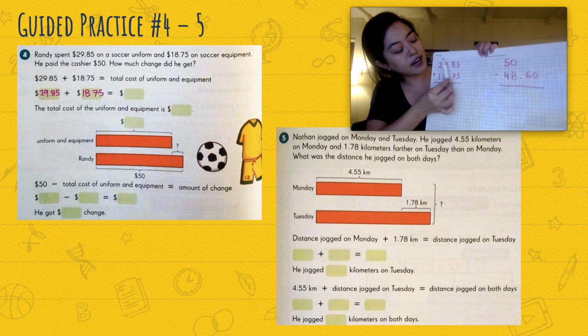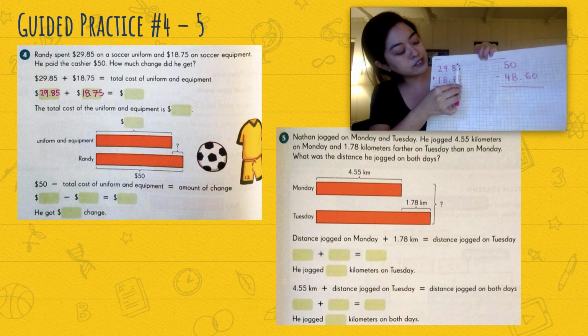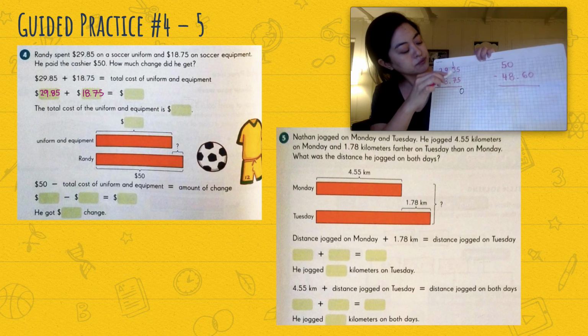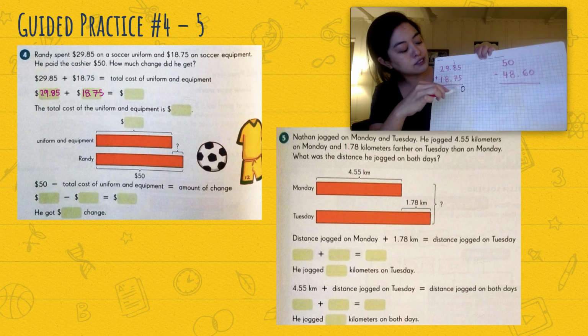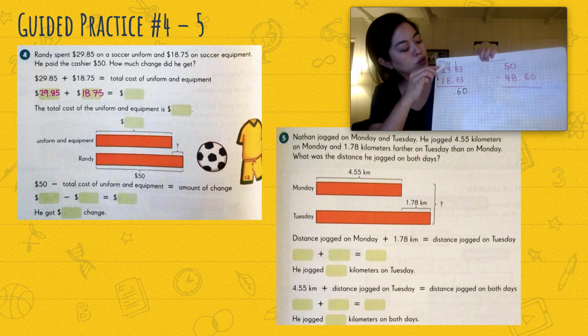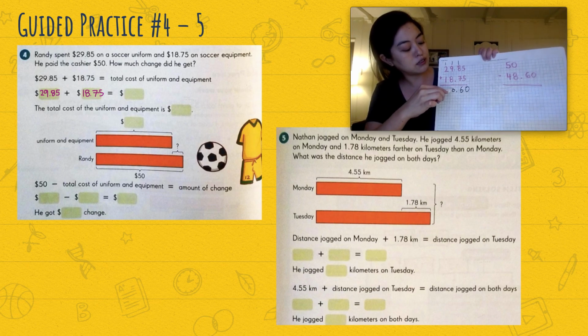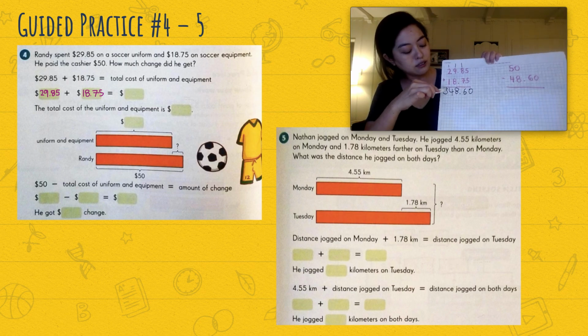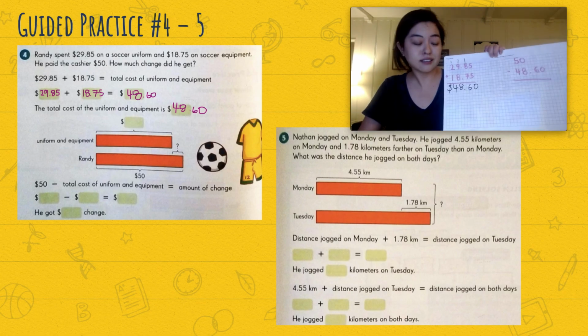Okay, so we're going to add the lowest place value, which is the hundredths. 5 hundredths plus 5 hundredths is 10 hundredths. 1 tenth plus 8 tenths is 9 tenths, plus 7 tenths, which is 16 tenths. Drop the decimal point. 1 one plus 9 ones is 10 ones, plus 8 ones is 18 ones. Okay. And then 1 ten plus 2 tens plus 1 ten is 4 tens. So the total cost is $48.60.